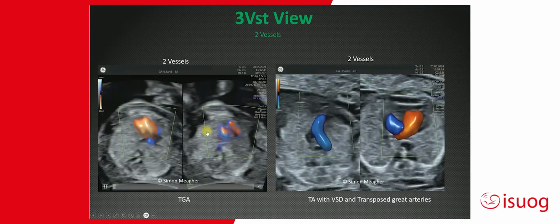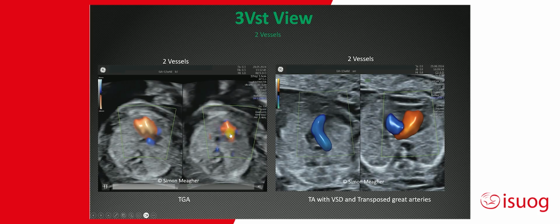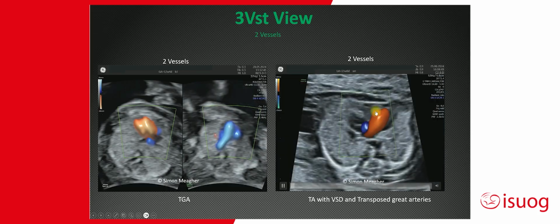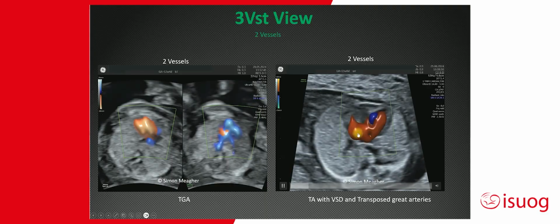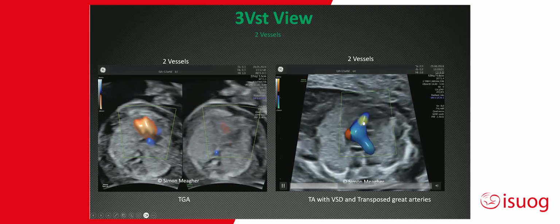This is showing here a 4-chamber view at 13 weeks, and then you sweep up, you see only 2 vessels with reverse curvature, TGA in the first trimester. Another case, which I'll talk about in my first trimester talk, showing transposed great arteries arising from the right ventricle.